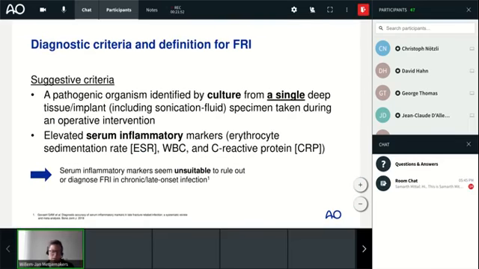Other suggestive criteria are pathogenic organisms identified by culture from a single deep tissue or implant specimen, but also elevated serum inflammatory markers. This is absolutely not a confirmatory sign, and studies have shown in chronic cases, by the Utrecht group actually, that they're unsuitable to rule out or diagnose.